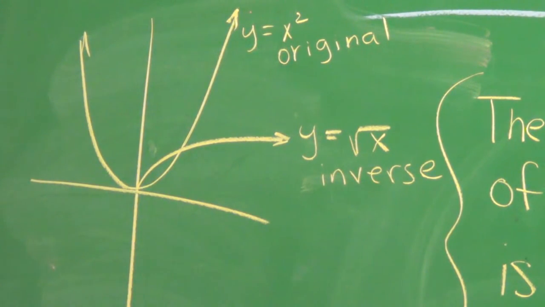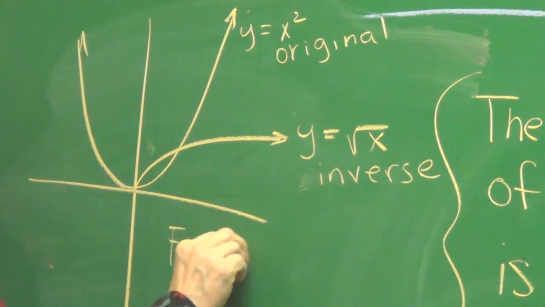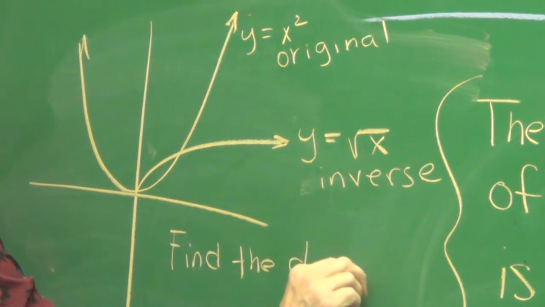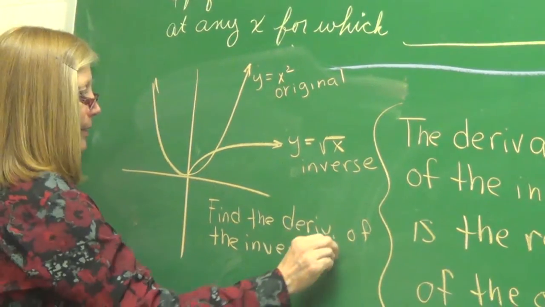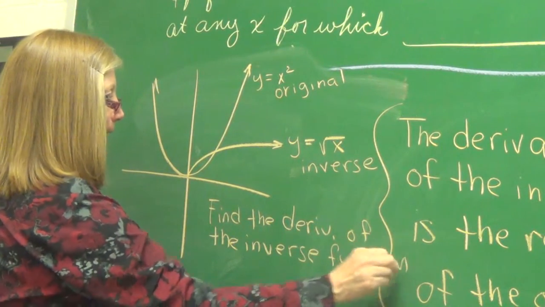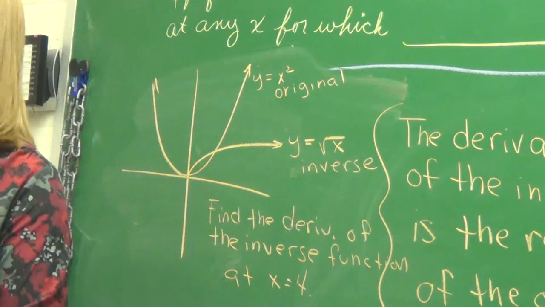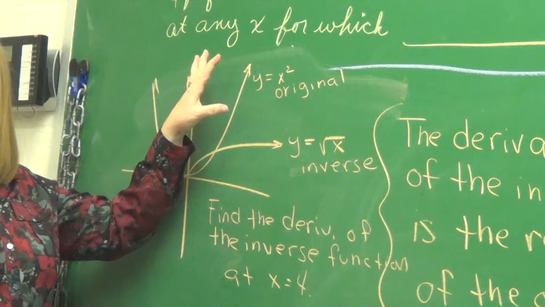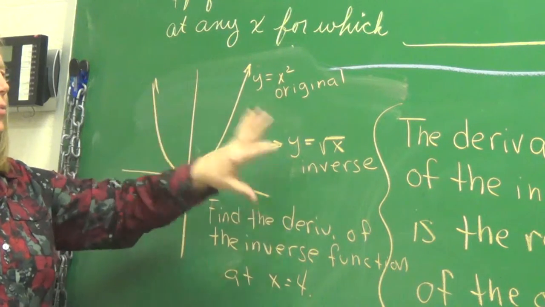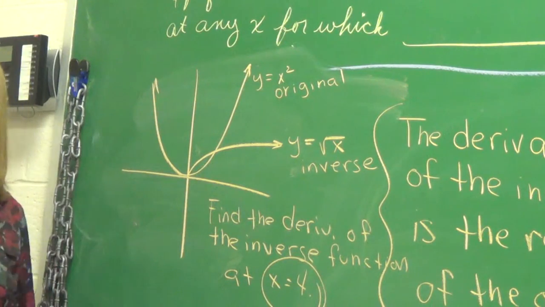So what I want to do is answer this question. Find the derivative of the inverse function at x equals 4. The thing where we get tripped up in these problems is the fact that the x on the inverse is the y on the original, and the x on the original is the y on the inverse. So the way I've written this problem, which do you think I'm giving you?